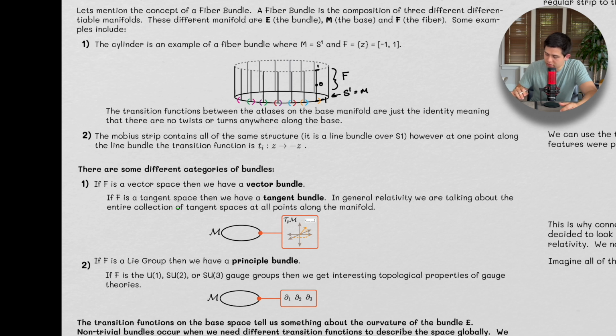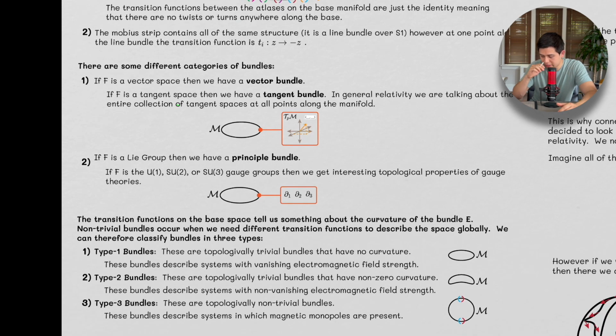So there are some different categories of bundles. We're going to classify these bundles very briefly, just to really solidify our understanding of these. If F is a vector space, then we have a vector bundle. An example of this is a tangent bundle. So in GR, in general relativity, we're talking about the entire collection of tangent spaces, all at the points along the manifold. You have this base manifold that we've talked about, which is the four-dimensional manifold, and at every point you have a tangent space, and that tangent space is a vector space, and so we call this a vector bundle, specifically a tangent bundle.